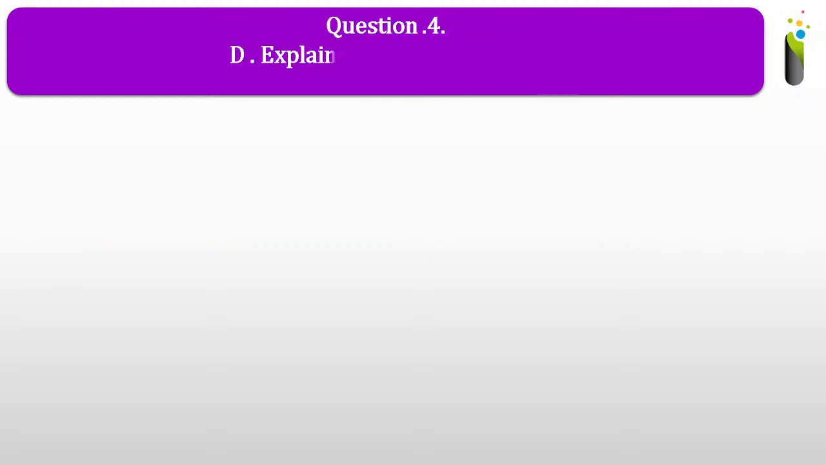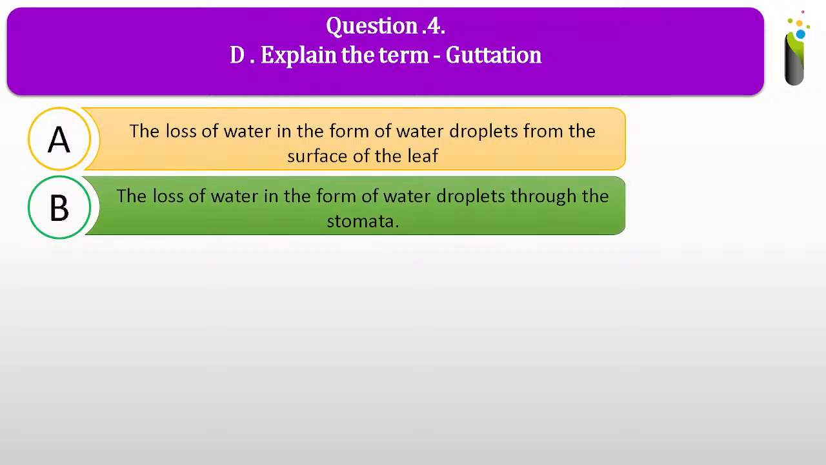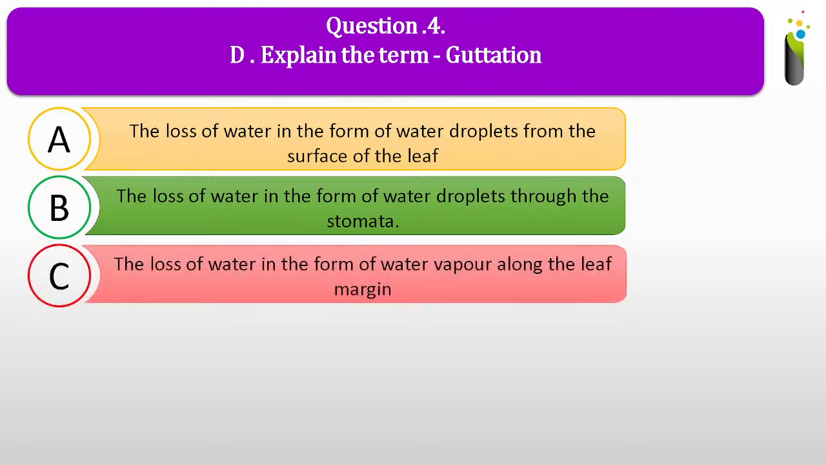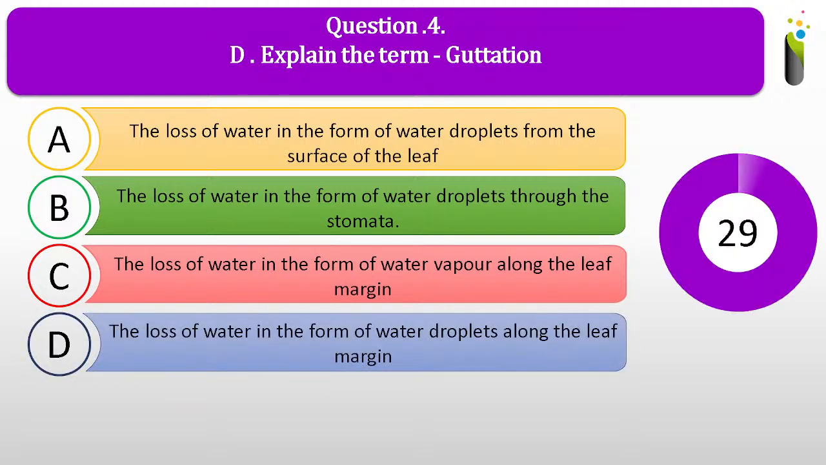Going ahead with question number 4, sub-question D. Explain the term guttation. A. The loss of water in the form of water droplets from the surface of the leaf. B. The loss of water in the form of water droplets through the stomata. C. The loss of water in the form of water vapor along the leaf margin. D. The loss of water in the form of water droplets along the leaf margin.